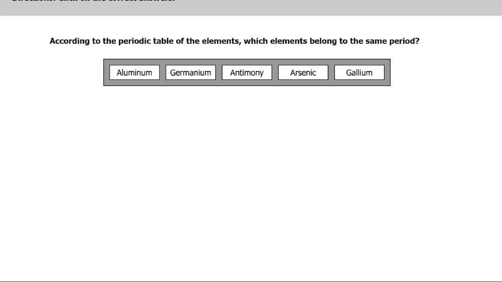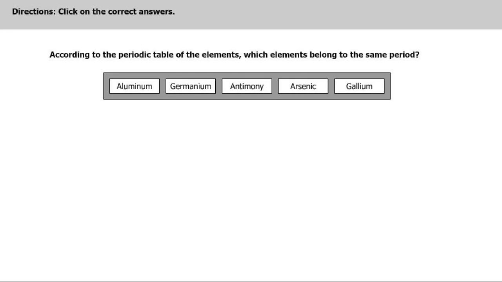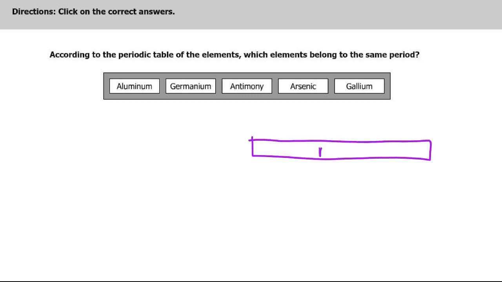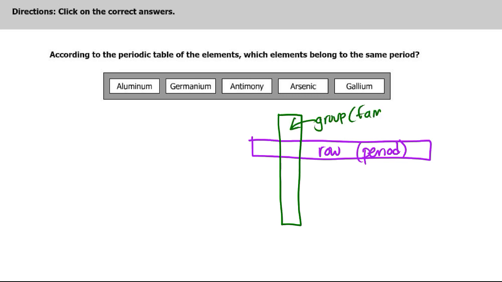According to the periodic table of the elements, which elements belong to the same period? This one's really asking you to remember the difference between a period, which is basically a row, and a group, which is a column. Now, a group is also called a family. It's a column.